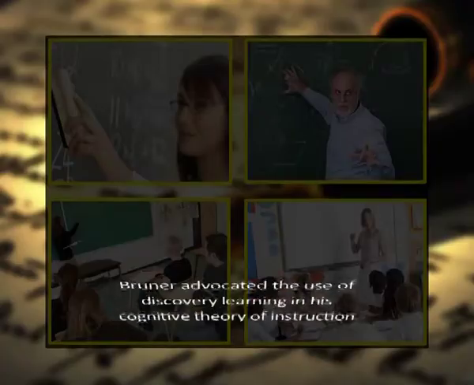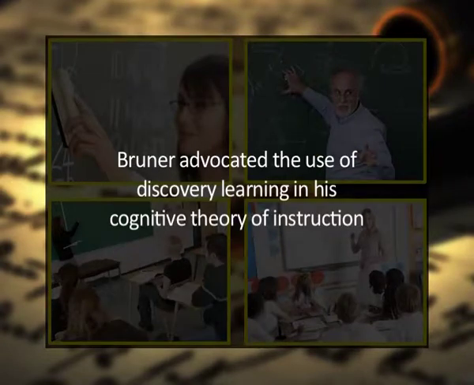For giving such ideas a practical shape, Bruner advocated the use of discovery learning in his cognitive theory of instruction. By this approach, he wanted the students to learn through their own active involvement in the process of learning, to develop their independent problem-solving skills, to analyze and manipulate information rather than simply absorb it, and to engage in the task of discovering or rediscovering and understanding things by themselves.